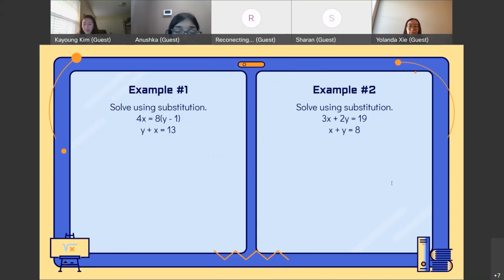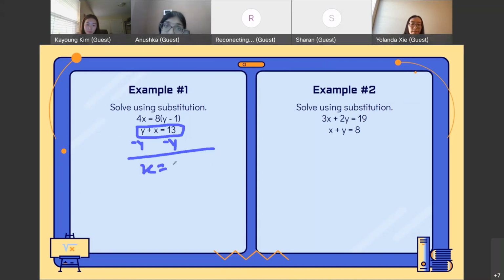All right, that's okay. Well, it would be easier to do it with the bottom equation because that's just y plus x equals 13. And if you want to isolate x on one side, then you can just subtract y from both sides. This sets it up so that it's easy to substitute in something for x. So we get x equals 13 minus y, right? And then you can go back to the top equation and replace x with 13 minus y.